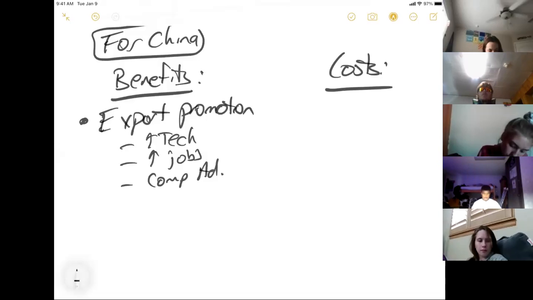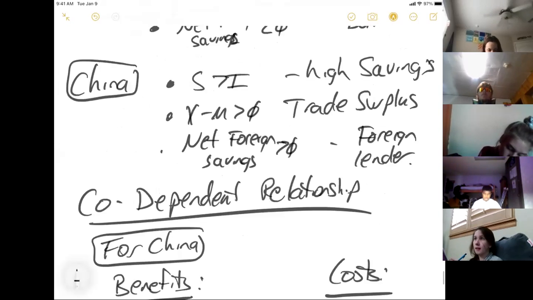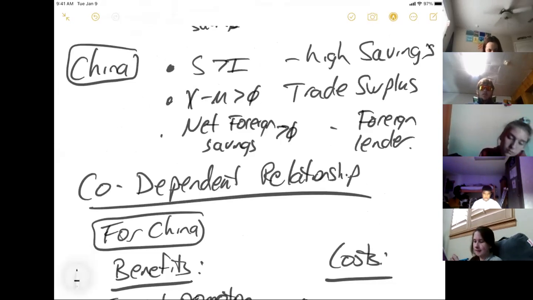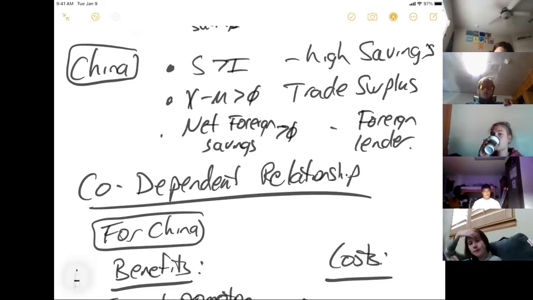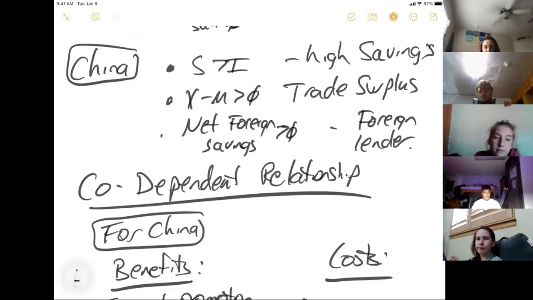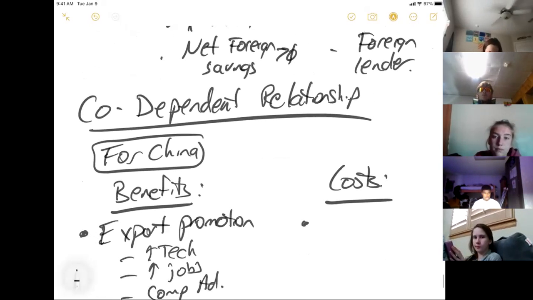Right? I mean, for China, this is the key benefit. This is the key thing that they're focused on. But this comes at a cost. What's the cost for China? Look back here. What's the cost for China? They're really dependent on now everyone kind of buying from them and lending, or not lending, borrowing their stuff.